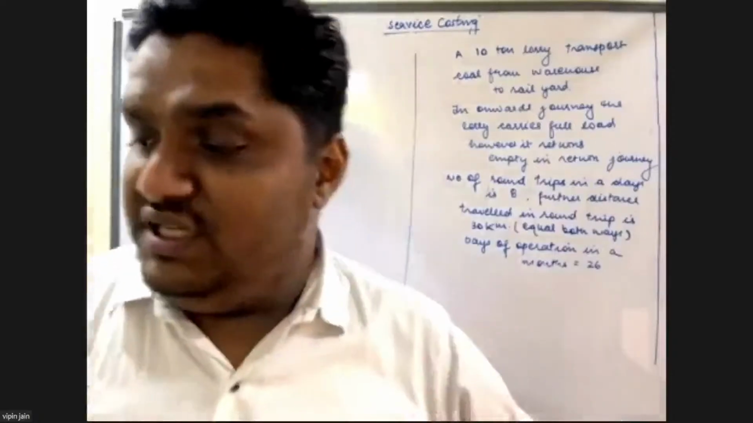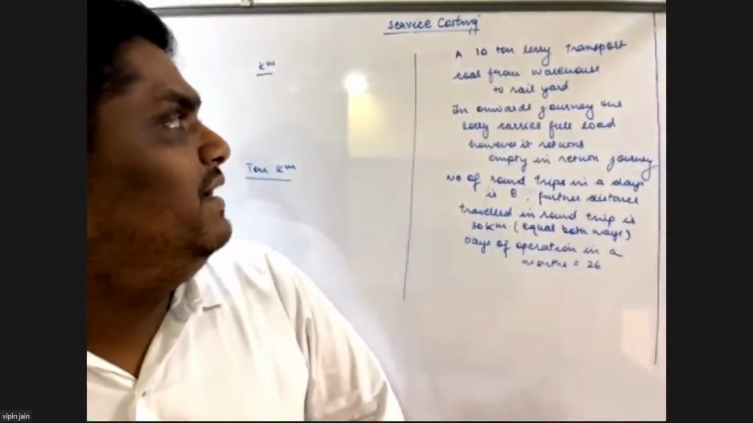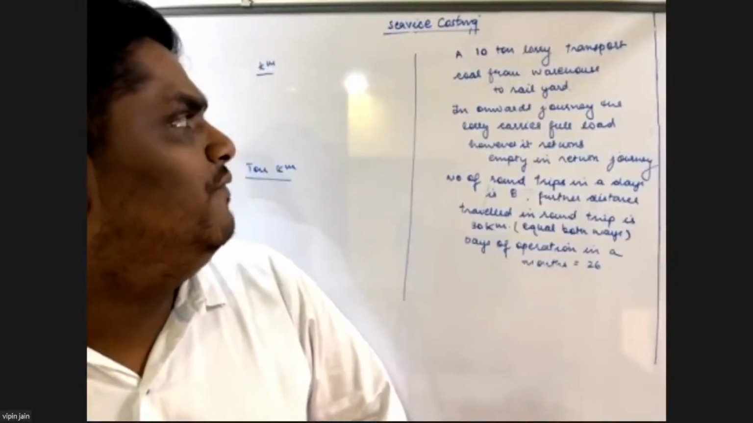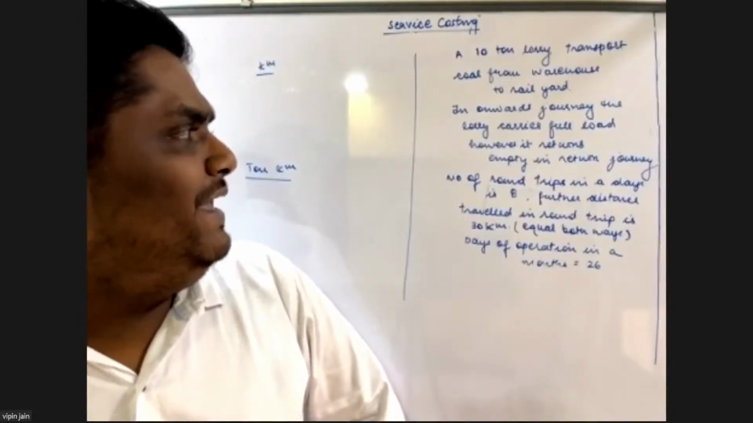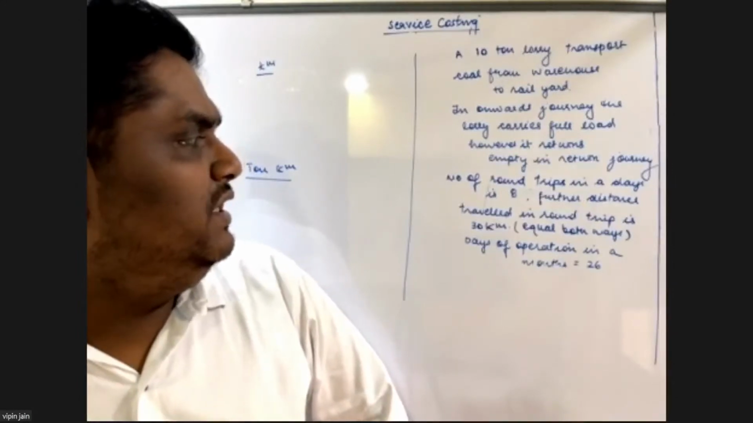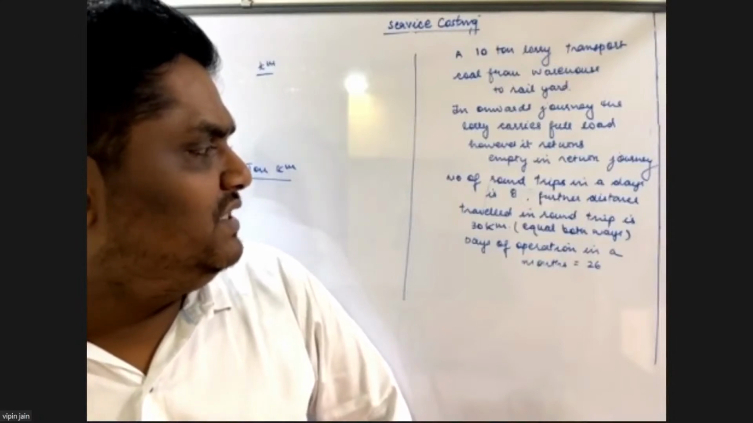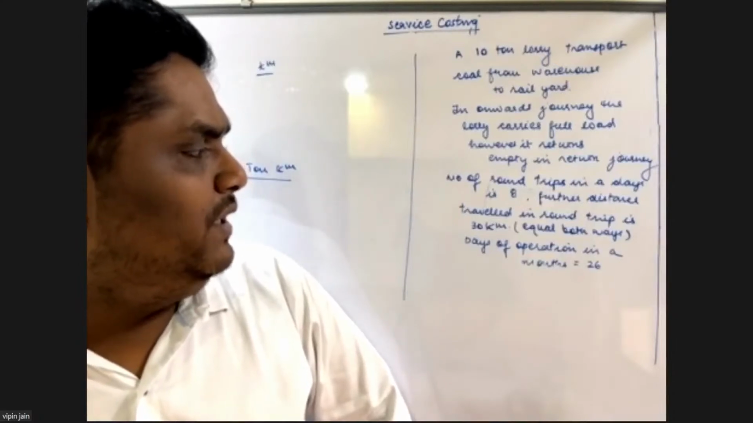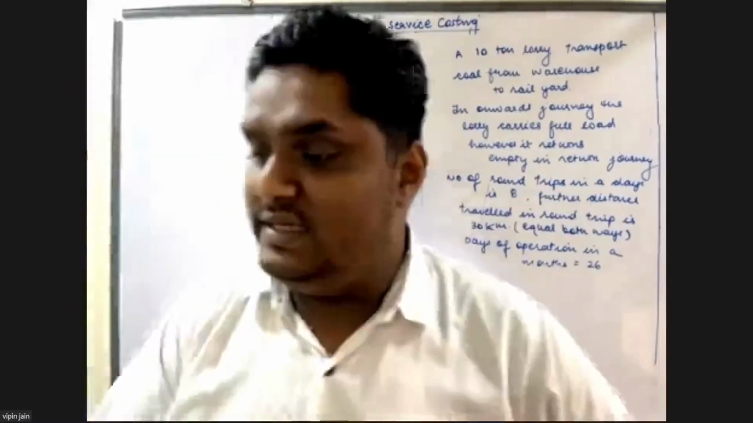So I read out the question again, Sushil Kumar. Wherein a 10-ton lorry transports coal from warehouse to rail yard. In the onward journey, the lorry carries full load. However, it returns empty in the return journey. The number of round trips in a day is 8. Further, the distance traveled in a round trip is 30 kilometers, equal both ways. The days of operation in a month is 26.